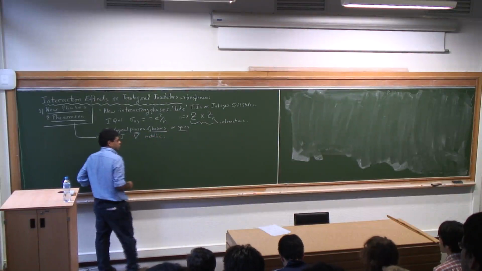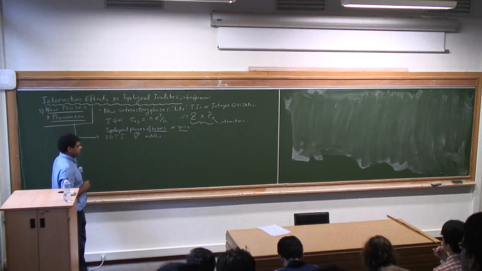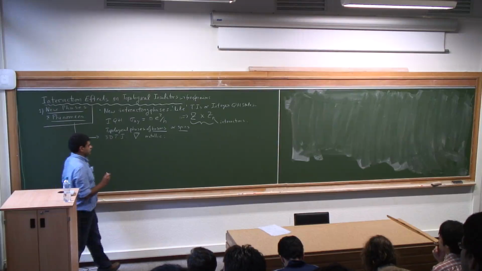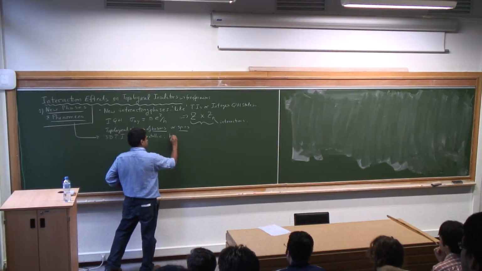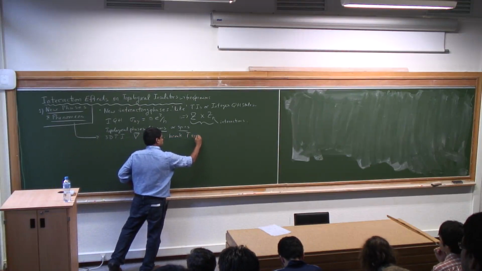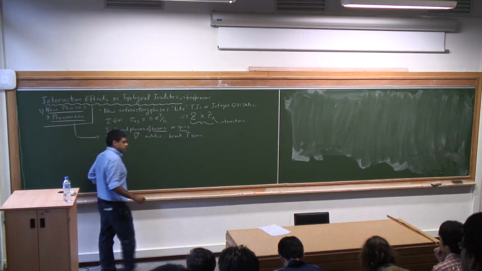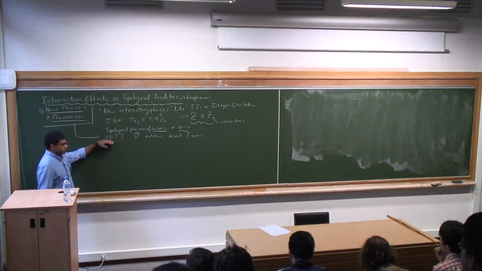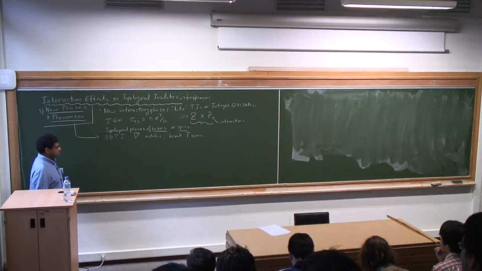Okay, and if you wanted to make the surface insulating, the general belief is that you have to break time reversal symmetry. So you add some magnetic impurities and gap out the surface of this three-dimensional topological insulator.